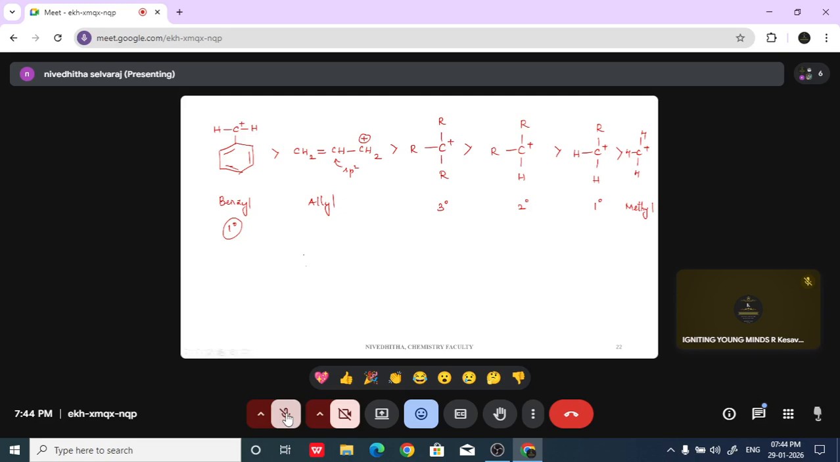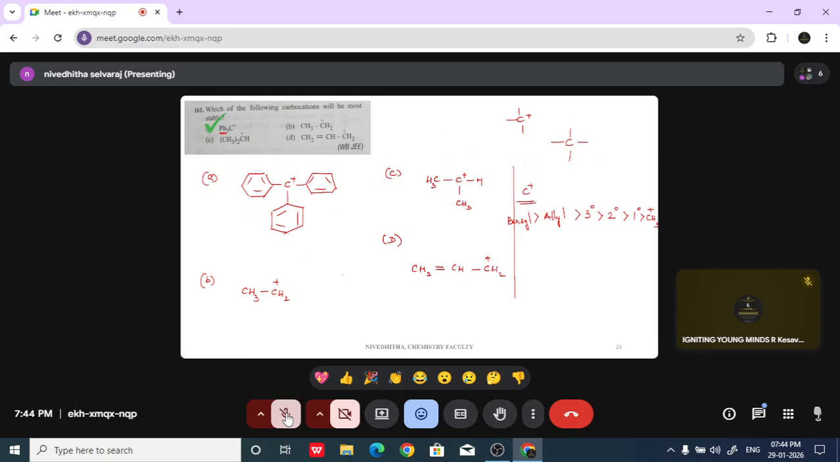So from the stability order, we're going to answer this question. This is your benzyl carbocation. Not only is this benzyl, but also this is tertiary because we have 3 benzene rings. As far as the second option is concerned, what kind of carbocation is this? This positively charged carbon is attached with only one R group. So this is just a primary carbocation.